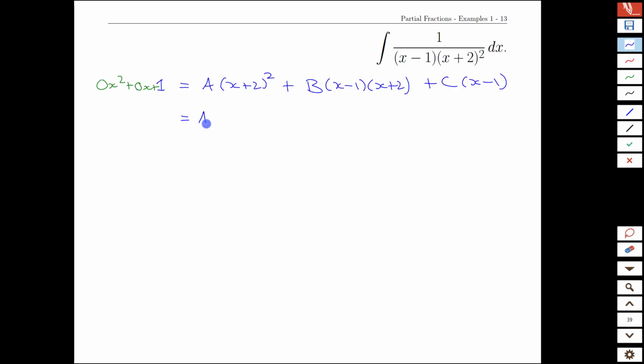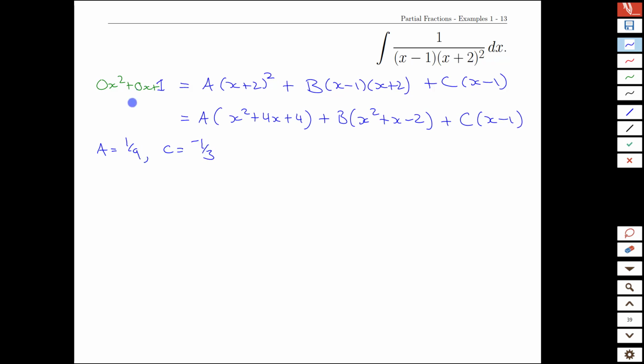Expanding the right-hand side is going to be a times x squared plus 4x plus 4, and b times x squared plus 2x minus 2x... that is, the expanded product of x plus 2 and x minus 1, and then c times x minus 1. And a reminder that a is equal to 1/9 and c is equal to negative 1/3. All right, now we can pick any of the coefficients that we like, because I think they all involve a, b, and c. Let's look at b. We have a bx squared, so let's look at the quadratic coefficients, the coefficients of x squared. On the left-hand side, we have 0 x squareds.